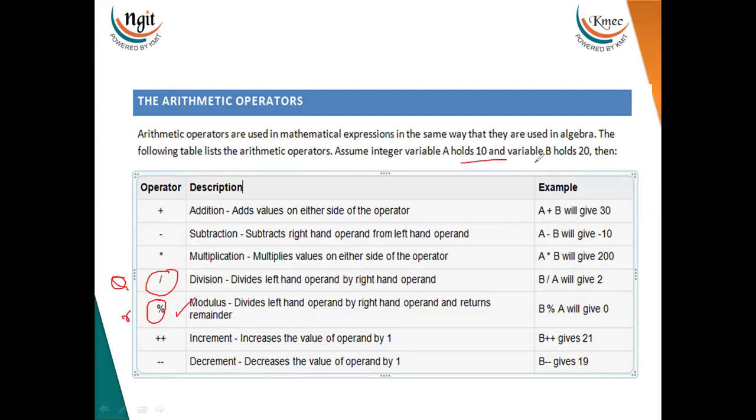If we have A and B as 10 and 20, this is the result for addition, subtraction, multiplication, division, and modulo. To understand division and modulo, let's say B by A, we are performing 20 by 10. Dividing 20 by 10, the remainder is 0. Whenever you use the division operator, you need to consider the quotient. If you use 20 modulo 10, in this case you need to consider the remainder, which will be 0. This is all about arithmetic operators.